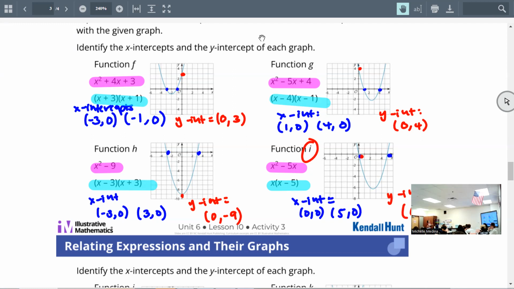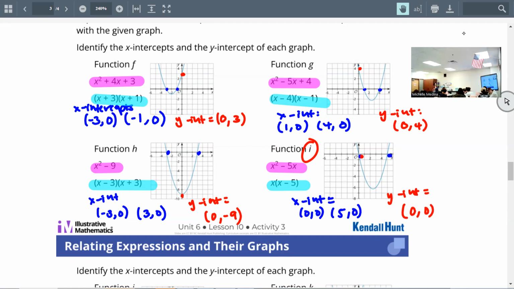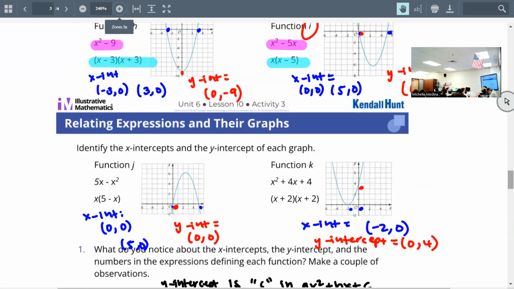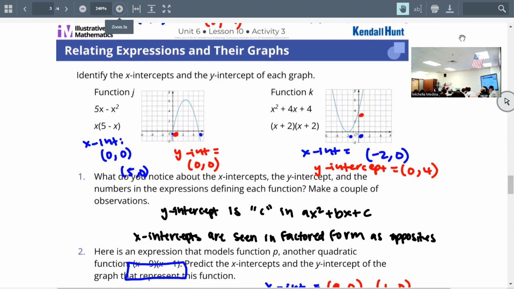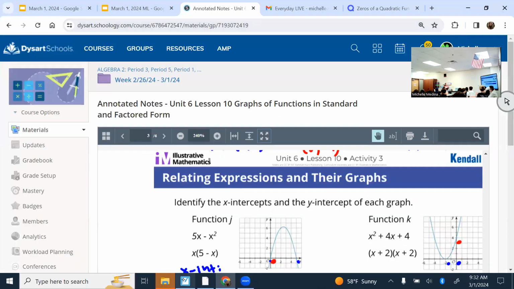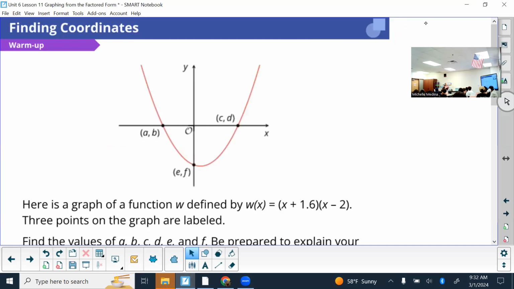And then when it happened to be in the factored form, a single term times something we've already seen, one of the x-intercepts ended up being 0. Same thing with graph J. Here's a single term times a 2 term. When that happens, one of your x-intercepts is 0. Okay, that was yesterday's activity. We'll touch on that again in today's, but now that I've recapped that, hopefully this warm up is a little easier.